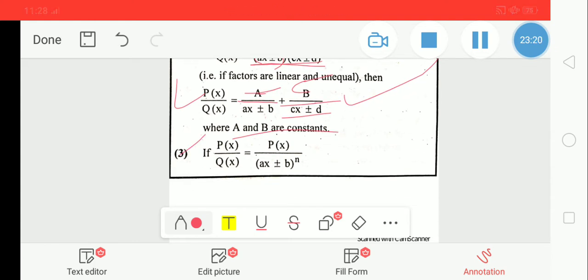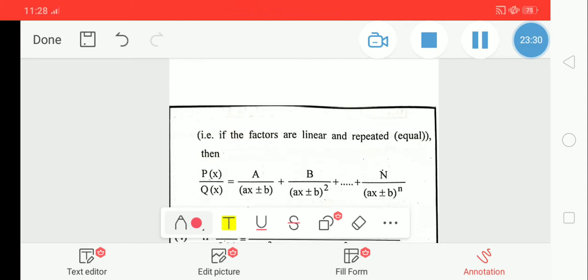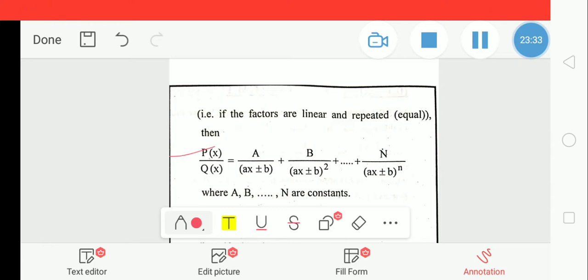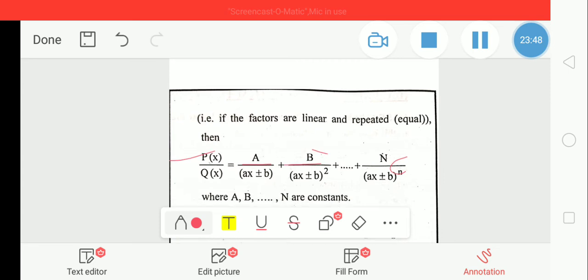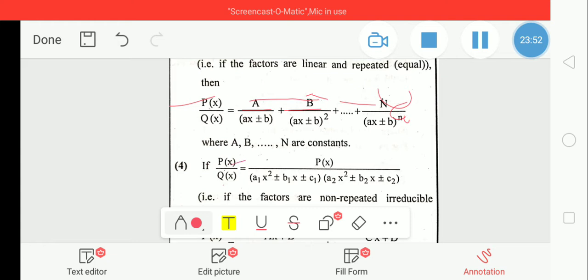Now some examples are of this type, raised to n, meaning n times: p of x divided by ax plus or minus b raised to n. So we take this formula: p of x divided by q of x is equal to A divided by ax plus or minus b, plus B of ax plus or minus b, up to the nth term, because here they give up to nth, so we take up to nth, where A, B and n are constants.